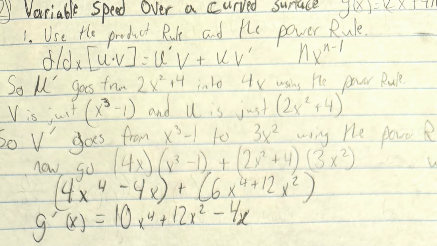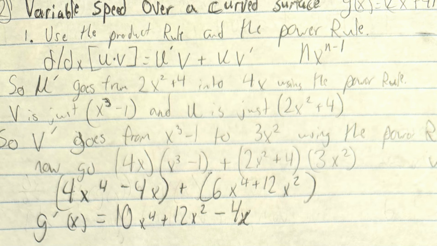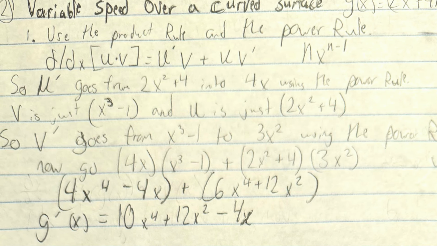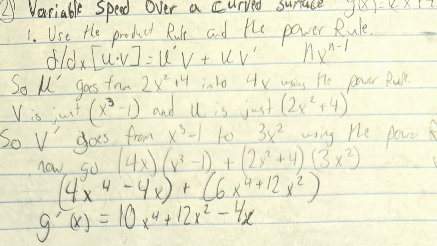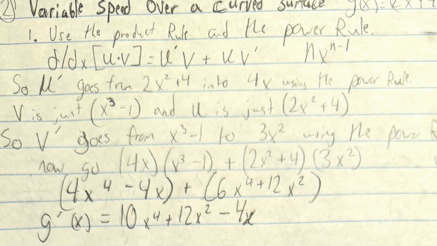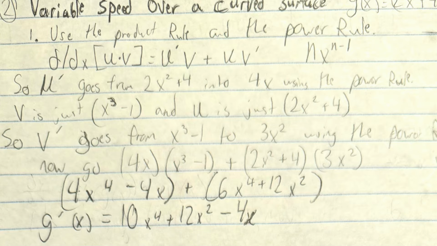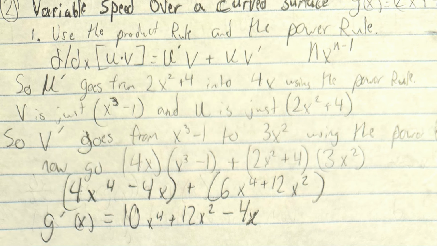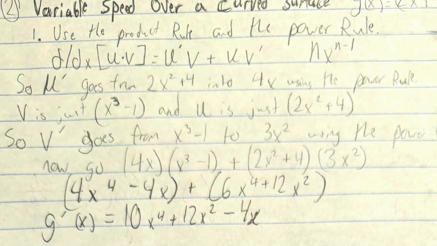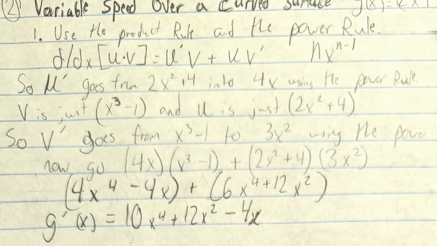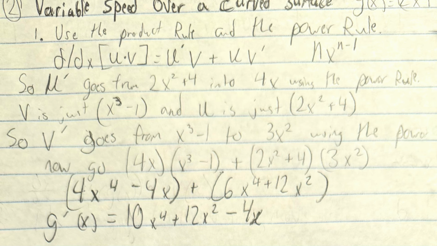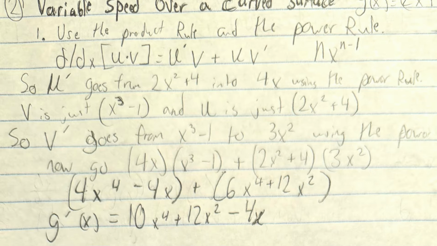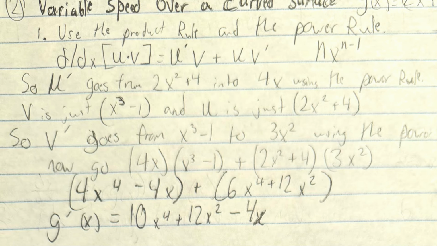And then you got to multiply using that whole product rule, which is the derivative of u times v plus u times the derivative of v. So you would go from 4x times, in parentheses, x to the third minus 1, plus, in parentheses, 2x squared plus 4, times 3x squared. This is where you would get 4x to the power of 4 minus 4x plus 6x to the power of 4 plus 12x squared, and both of those two things are in parentheses.